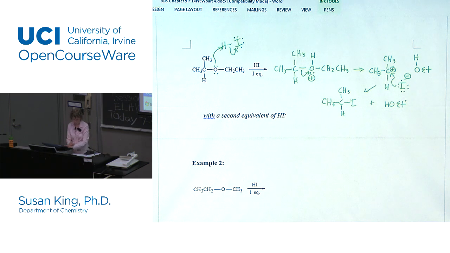With the second equivalent of HI, the ethanol can now be converted just like we did at the beginning of the chapter. Let's go through that one more time. That's a good review for us. HI, this is primary, so we know it's going to be an SN2. So you should know this mechanism like the back of your hand, right? Because that's a possible mechanism for this upcoming midterm.